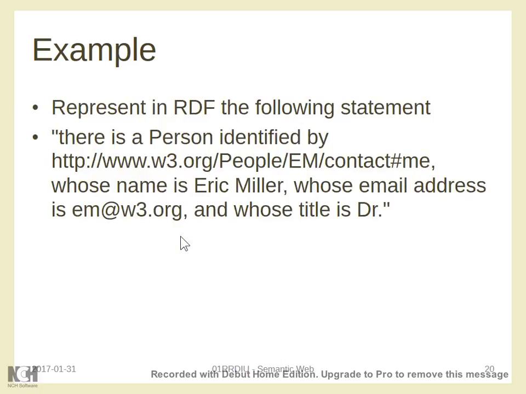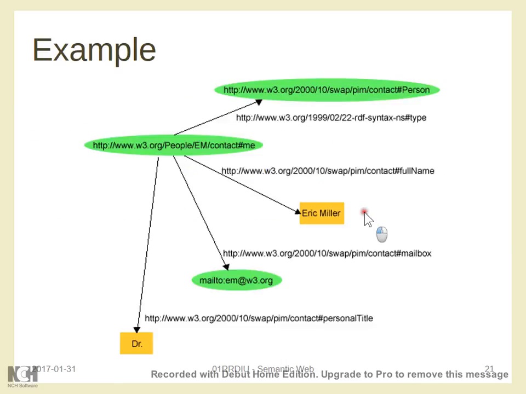Okay, let's try to be a little more formal. For example, I want to represent a statement. There's a person identified by a given URI whose name is Eric Miller and whose email is known and whose title is doctor, for example. So, how can we represent this?